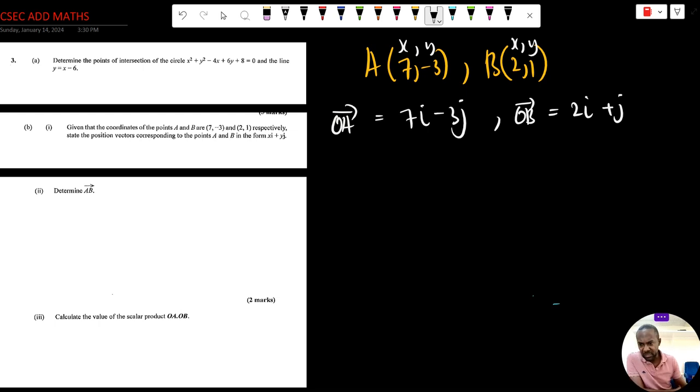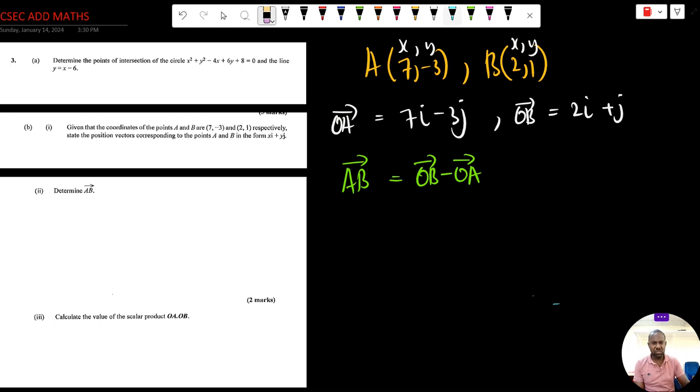The next part of the question says determine AB. Now in this particular case, what we're required to find is the displacement vector AB. And of course, whenever we have a displacement vector such as this, AB, then this is equal to OB minus OA. So it is the position vector associated with the second letter B minus the position vector associated with the first letter A. And so we get OB minus OA.